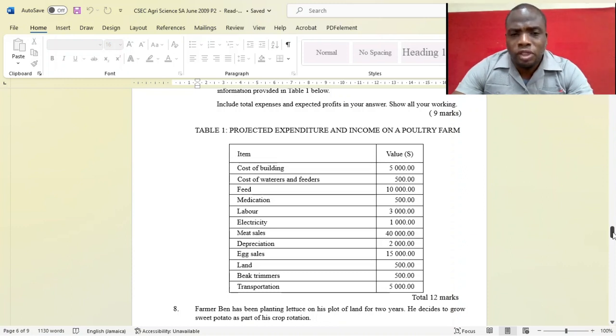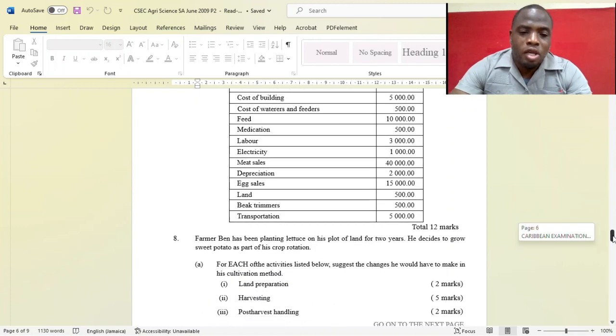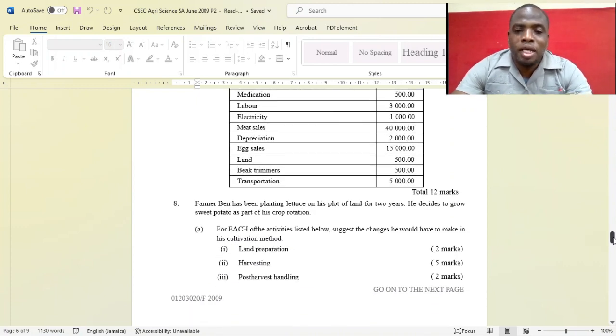What I want you to do, because this preparation is aimed at you carrying out some of the tasks, is create your table. You can replay the video, pull all the variable costs, place them in a table, and get your total. Take all the fixed costs, place them in a table, and get your total. Of course, you're also going to add your gross income, so all those sales, and you're going to get a total.